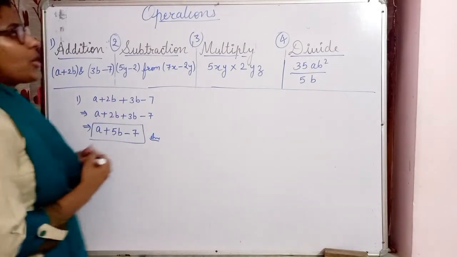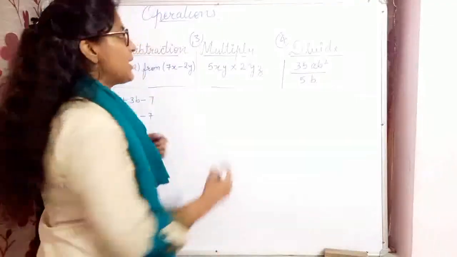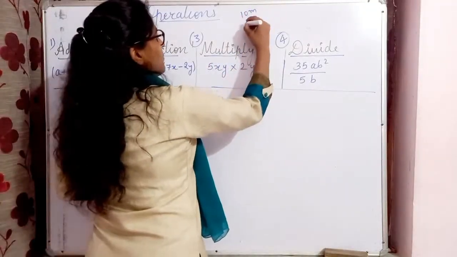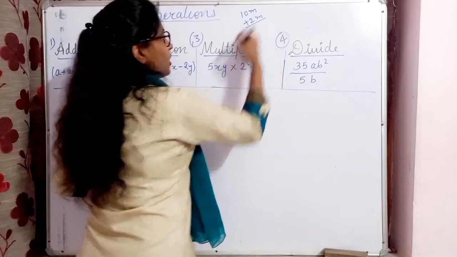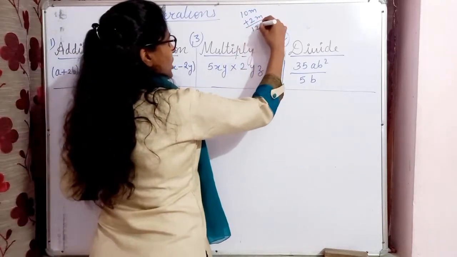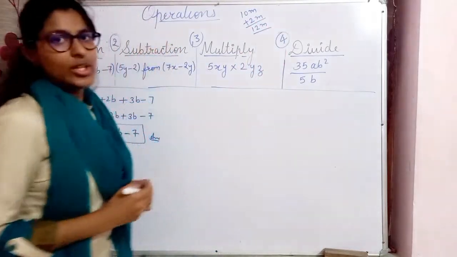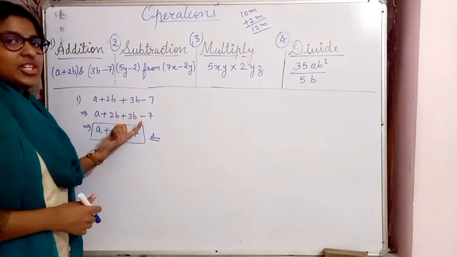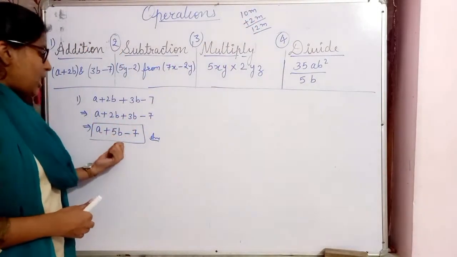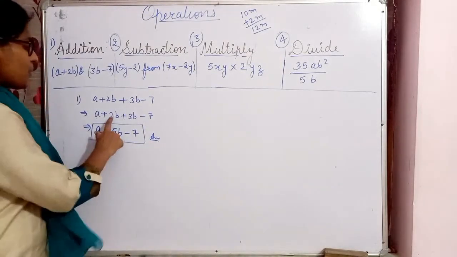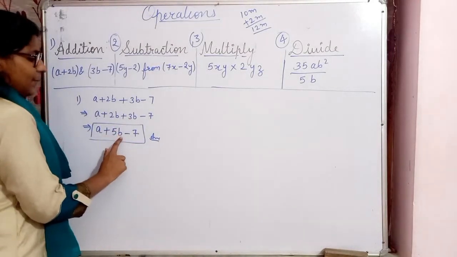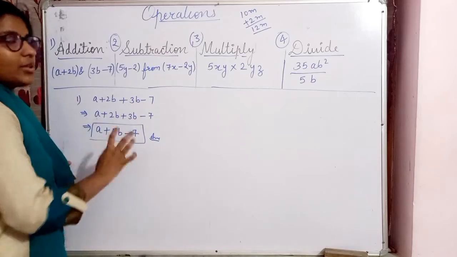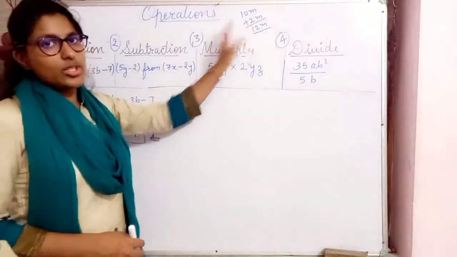Just like you are adding in the mensuration chapters, 10 meter plus 2 meter, then what you do? 12 meter. So same we are doing. Variable as a unit we are treating. Just 2 plus 3 you are getting 5 and then put b as a unit. Variable treat just like a unit. Okay. So this is very easy.